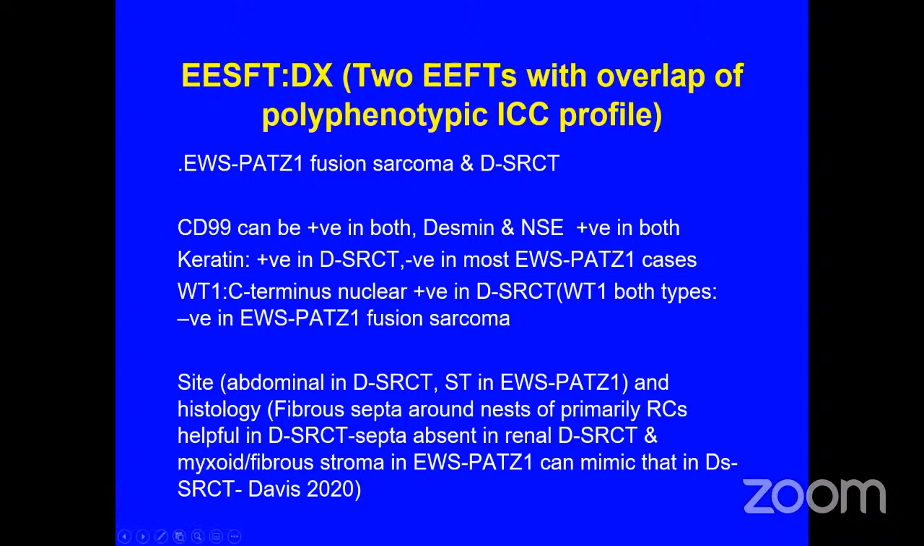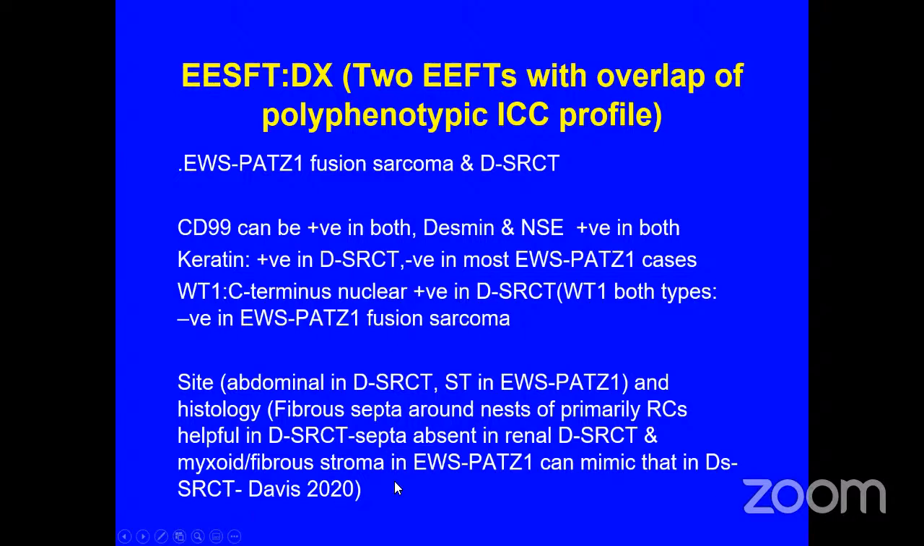And it has been also pointed out by this author that the myxoid fibrous stroma in EWS PAD-Z1 can mimic the desmoplasia in desmoplastic small round cell tumors.